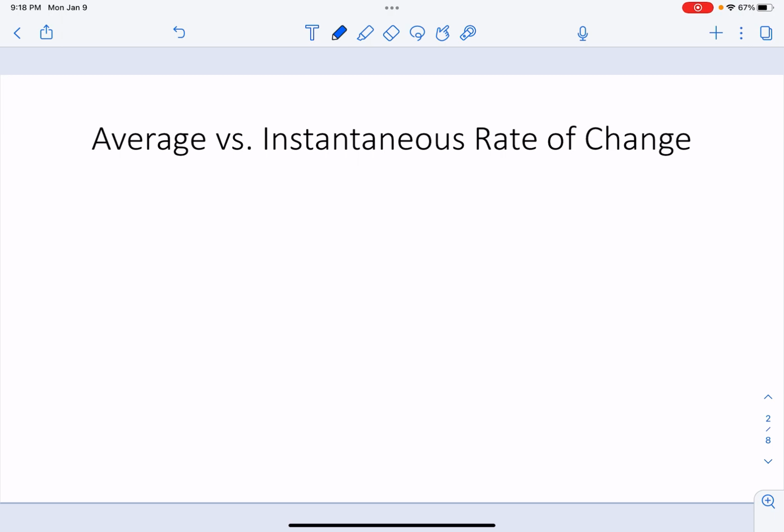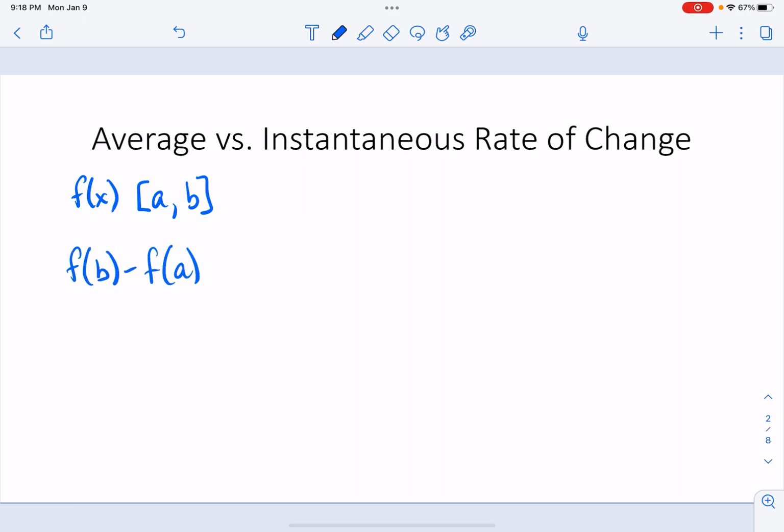Remember, average is the slope of a line. So say I have a function on an interval from a to b. All this is the slope of a line: f of b minus f of a, all over b minus a. Versus instantaneous rate of change is just the derivative of that function.